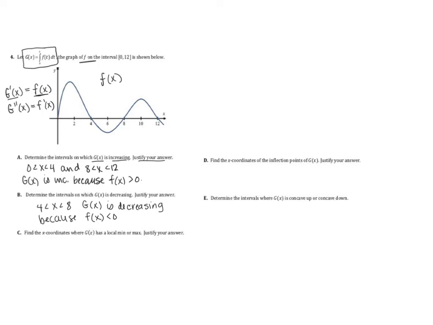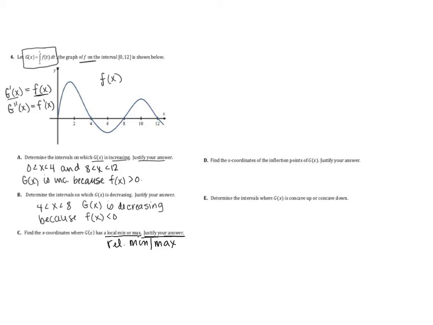All right, so moving on to part C, this asks us to find the x-coordinate where g of x has a local min or max. So this local min or max is the same thing as a relative min or max. That's the same thing. And let's talk about justify your answer.